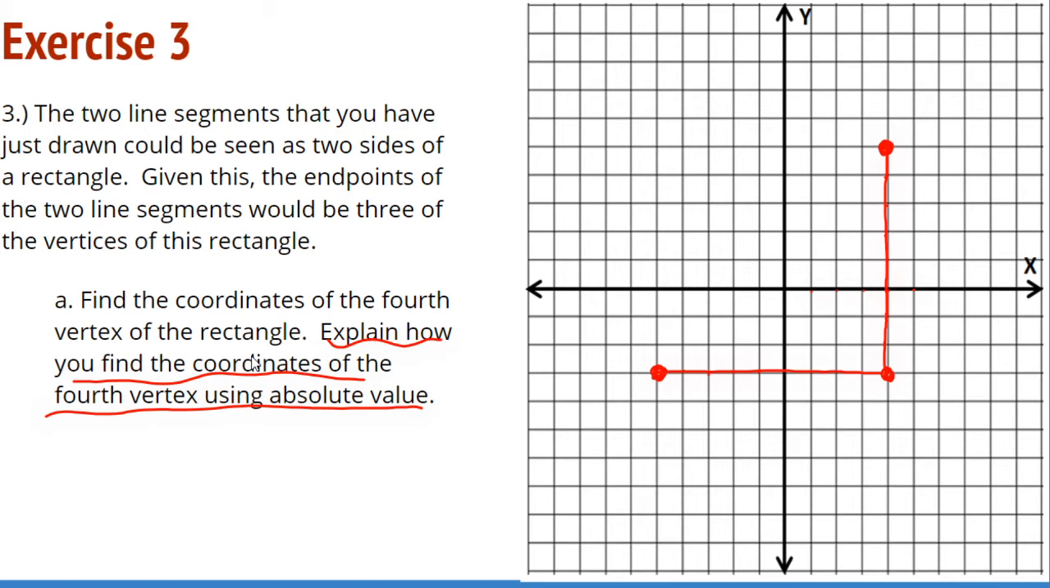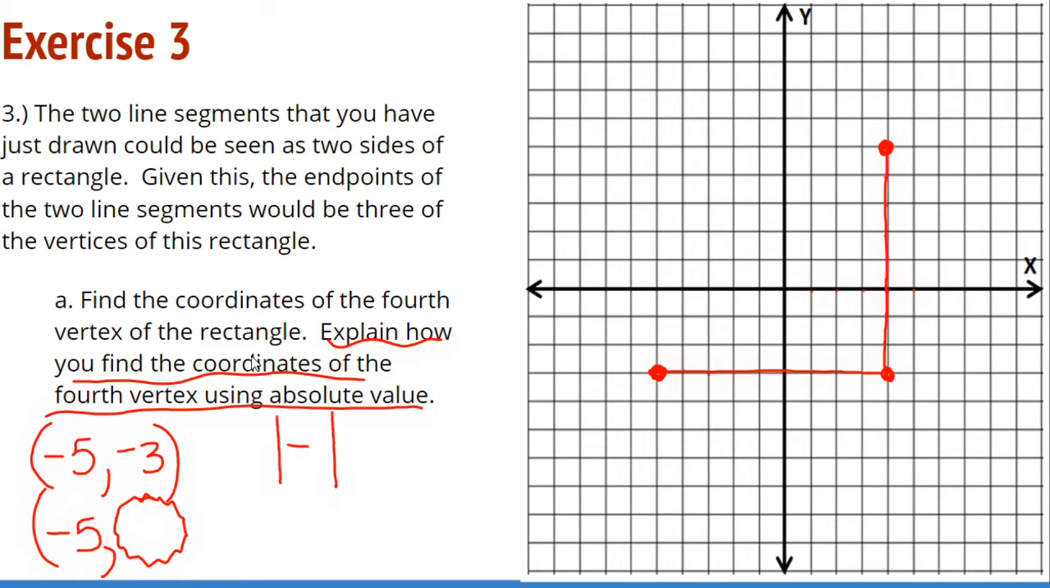Well, I know that my vertex right here is at negative 5, negative 3. And I know that I need to make a vertical line. So for it to be a vertical line, I know that I'm going to share the x-coordinate. So the question is, what is my y-coordinate going to be? Well, I know that I am 3 away from 0, so I'm going to take the absolute value of my negative 3.